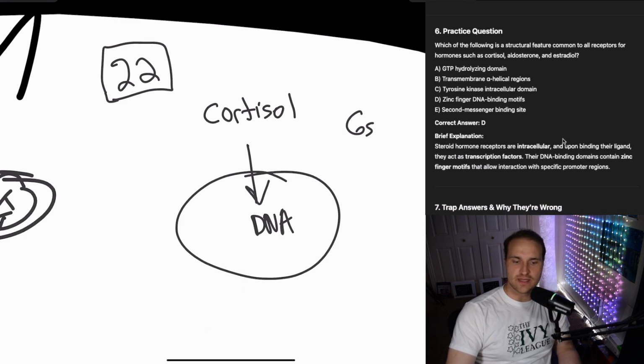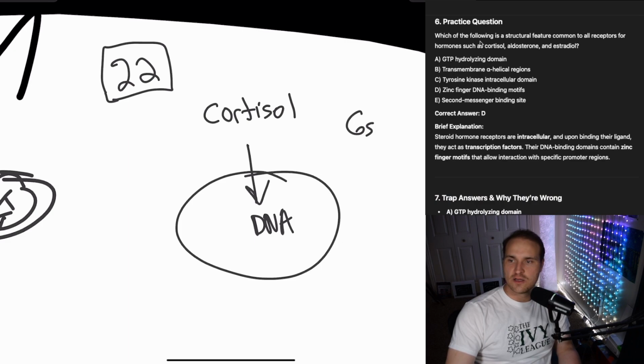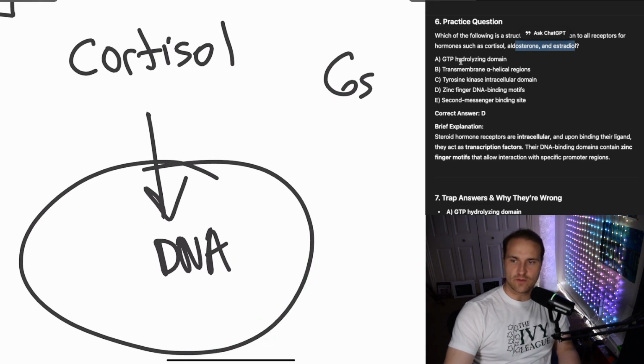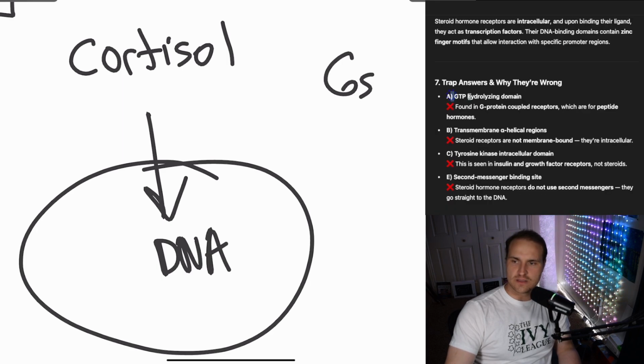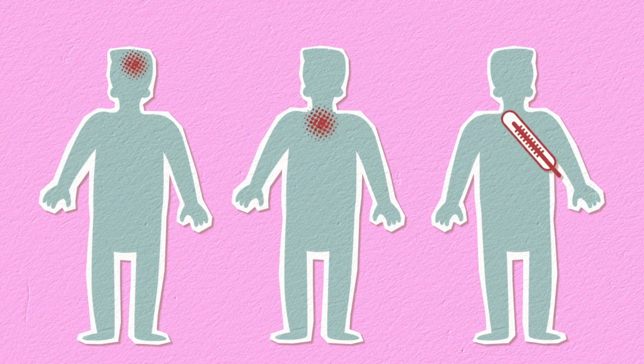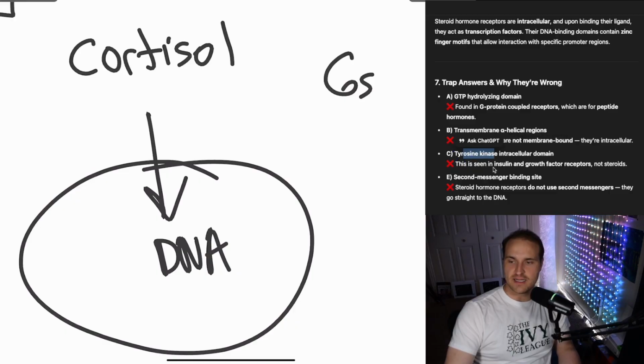Okay, I just wanted to explain that before diving into this practice question. Which of the following structural features is common to all receptors of cortisol, aldosterone, and estradiol? We know by now it's the zinc finger binding motif, but why are the other answers incorrect? GTP neutralizing domain is found in G protein coupled receptors, so peptides. Transmembrane alpha helical, no, because they're not membrane bound. Tyrosine kinase, seen in insulin and growth factors. Second messenger binding site?